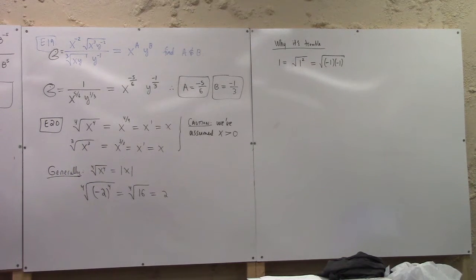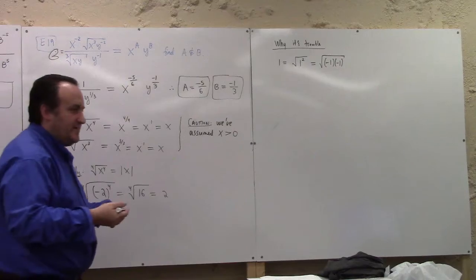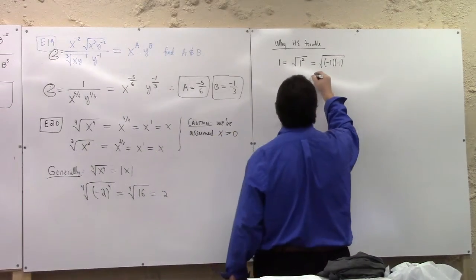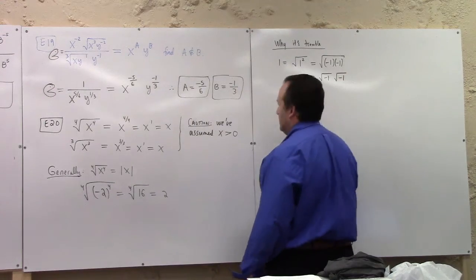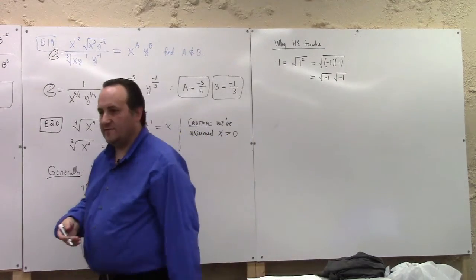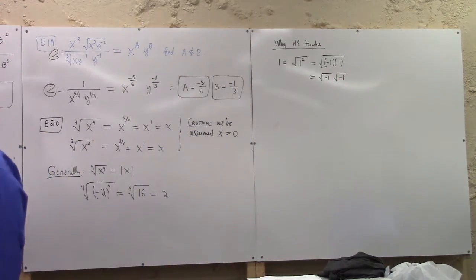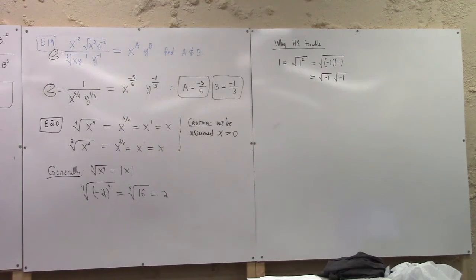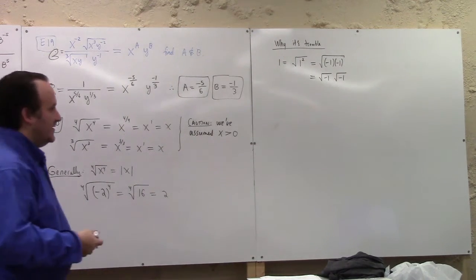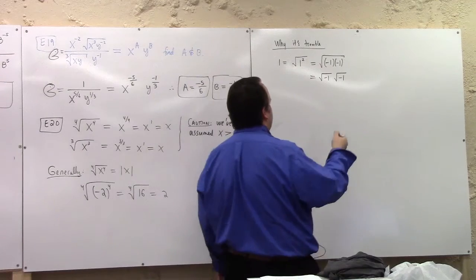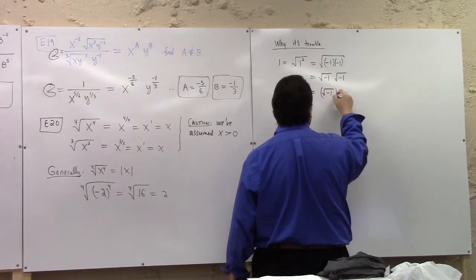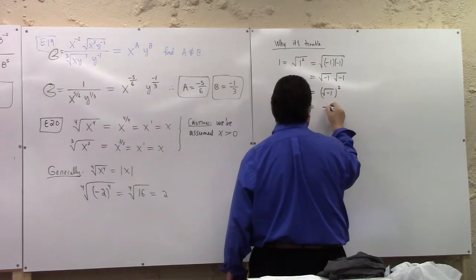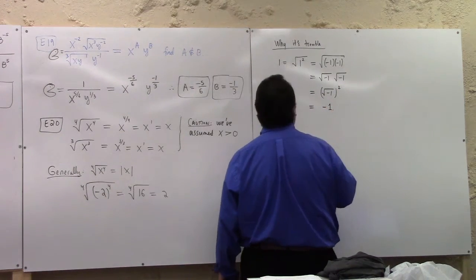-1 times -1 is still 1, right? Okay, so this is the square root of -1 times the square root of -1, right? Because that's a property we had for square roots, right? The square root of a product is the product of the square roots. But the square root of -1 squared is what? Well, it's -1, isn't it? What?